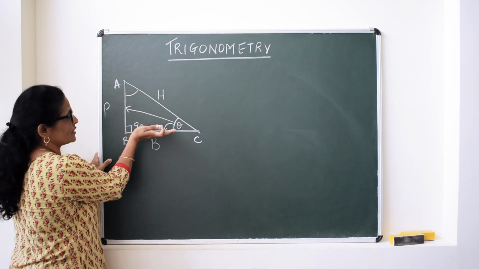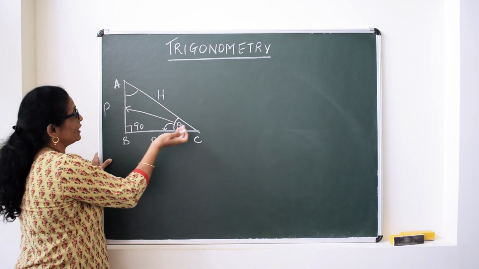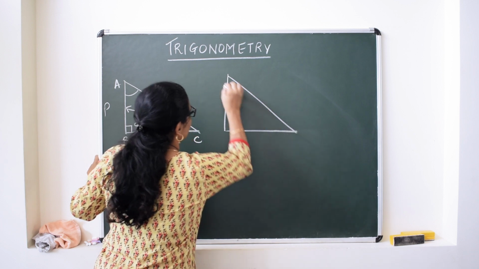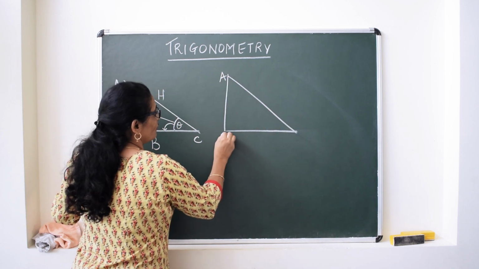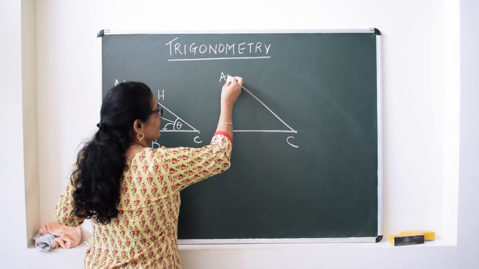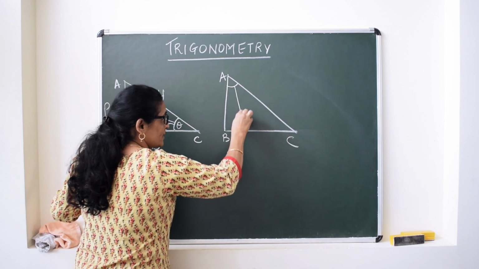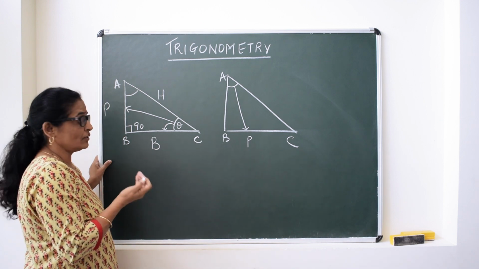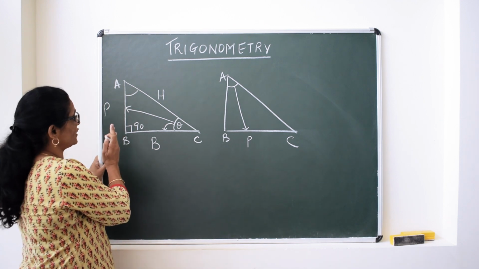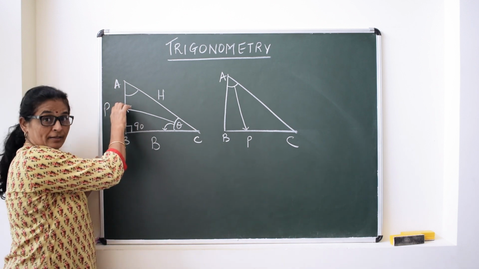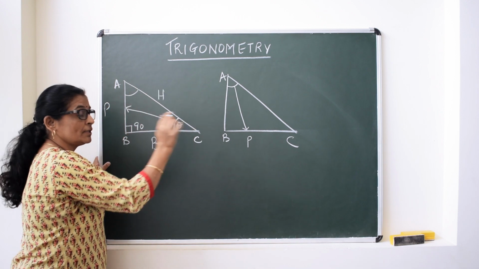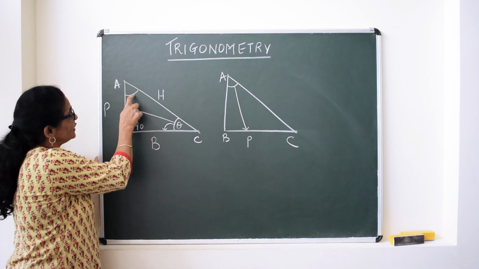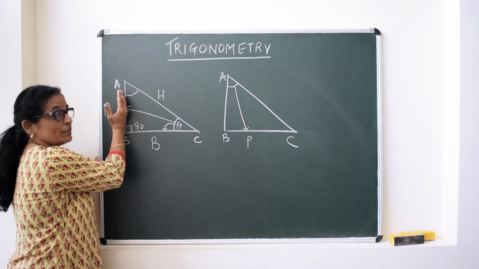But if we change this, meaning if we are talking about angle A, which is also acute, for this angle A the side opposite will become the perpendicular. So in other words, the perpendicular is not always the perpendicular for both acute angles. If it is the perpendicular for one acute angle, for the other acute angle it will become the base.